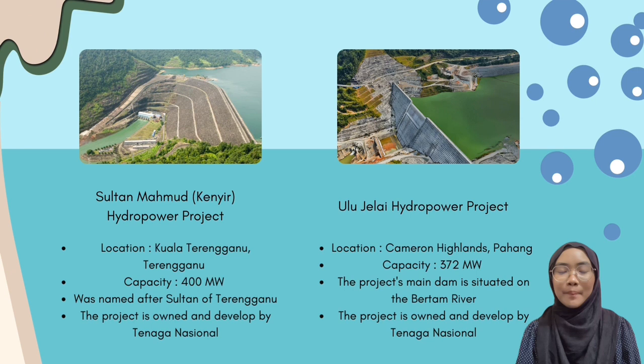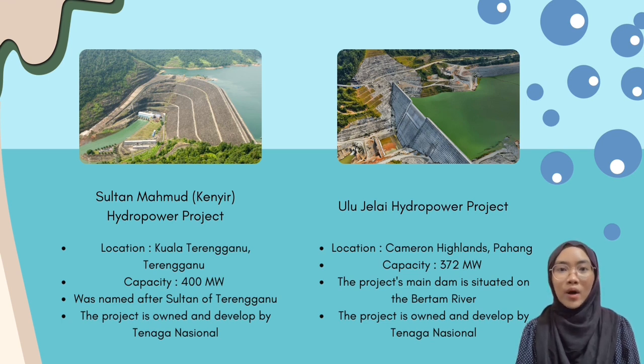Ultimately, the last example was the Ulu Jelai hydropower project. It was located in Cameron Highlands, Pahang. It was carefully considered throughout the planning process. The Ulu Jelai hydroelectric project utilizes the flow from two nearby river catchments that are channeled into the main reservoir. The project's main dam is situated on the Betam River.